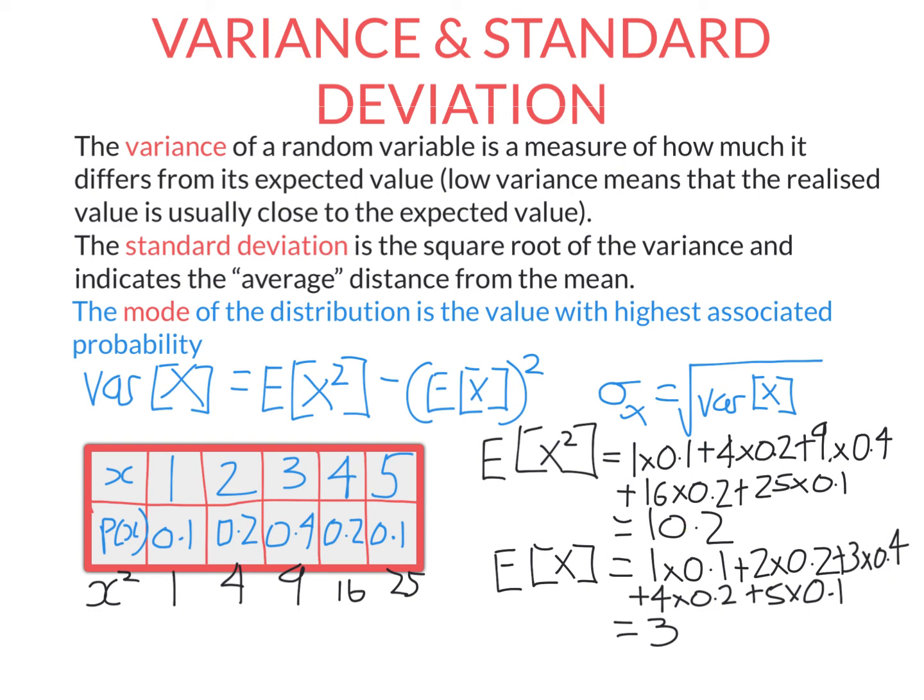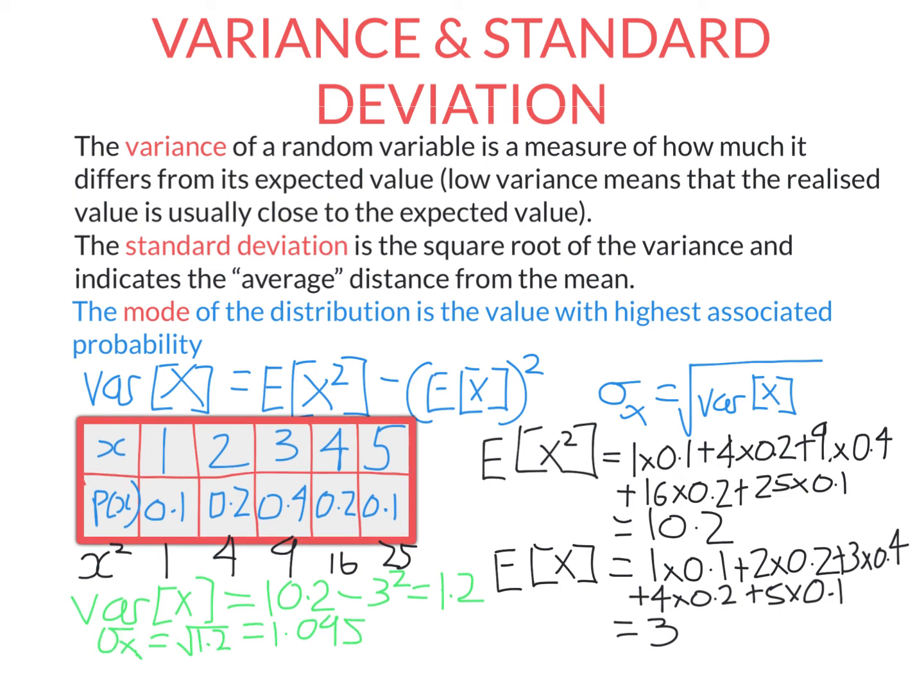Now we're going to use this number and this number to calculate the variance. The variance is just the expected value of x squared minus the expected value all squared. So the variance here is just 1.2. That is the variance of this distribution. The standard deviation of this distribution is just the square root of the variance, about 1.095.